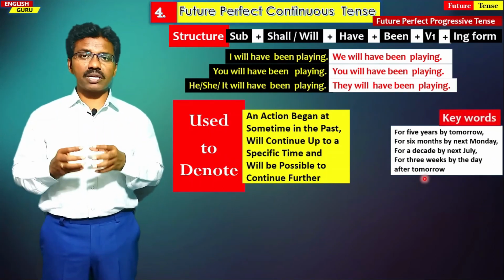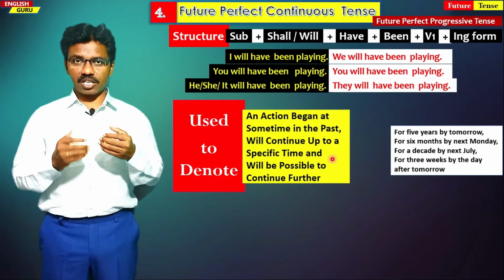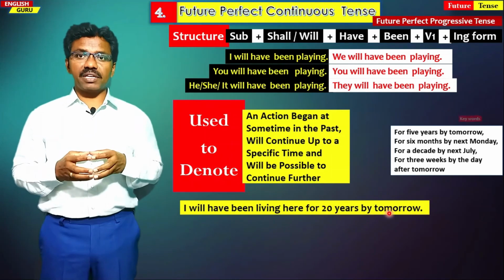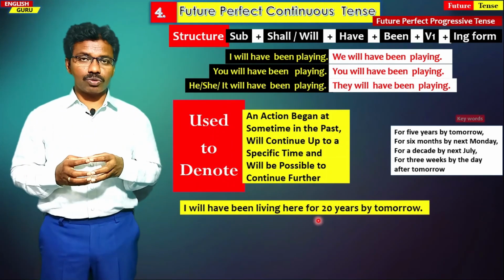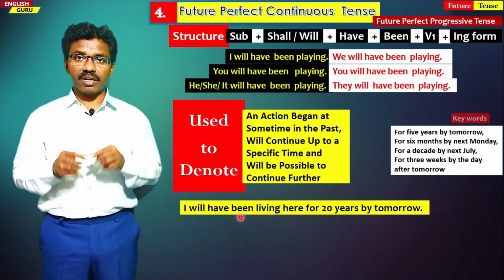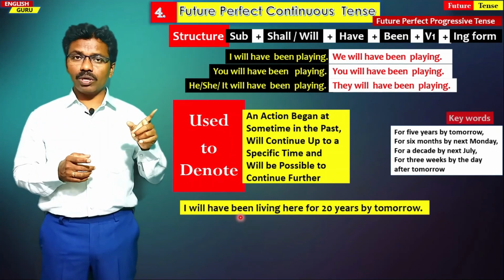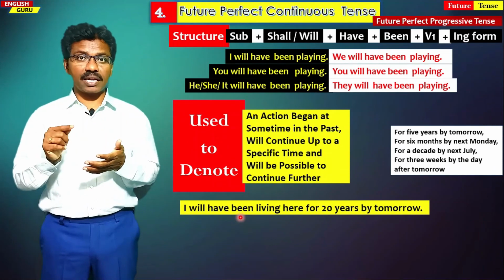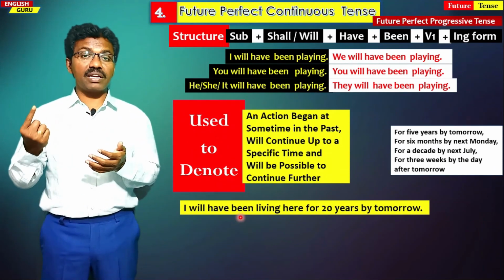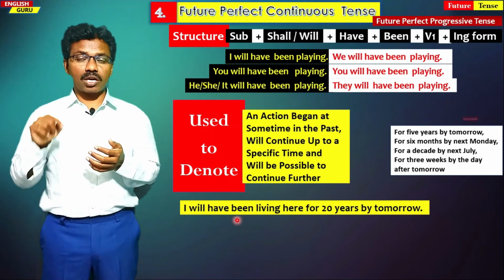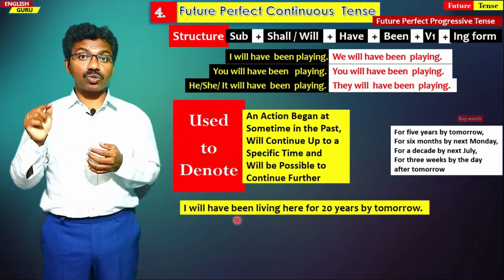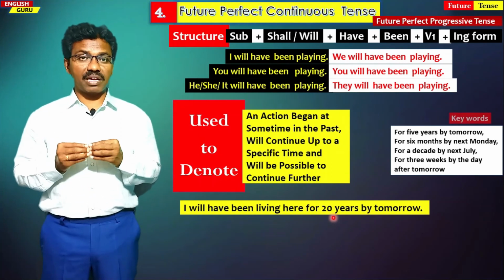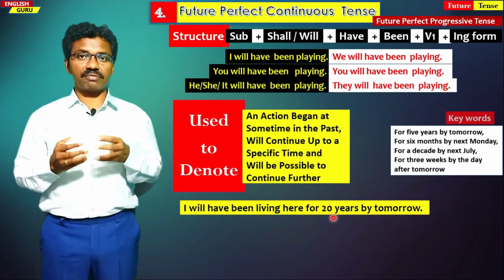These are all the keywords that are used in future perfect continuous tense, and if we take them in sentences, I will have been living here for 20 years by tomorrow. So I started this activity of living here 20 years ago, and today also I am living, and by tomorrow I will have completed. I didn't complete today, but tomorrow I will have completed. So that is how, not today, tomorrow I will have completed 20 years living here. So when this situation is there, we have to say I will have been living here for 20 years by tomorrow.